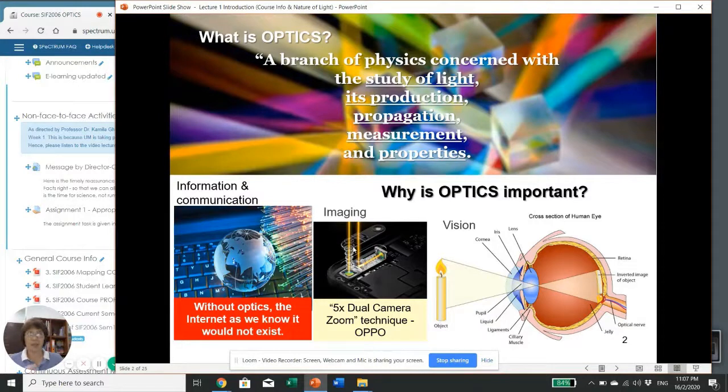And of course, it is also important because it's used in communication. Optics is needed in communication, and how it works. Fiber without optics, we wouldn't have the internet as you know today. The ease of getting information, and at times too much information.